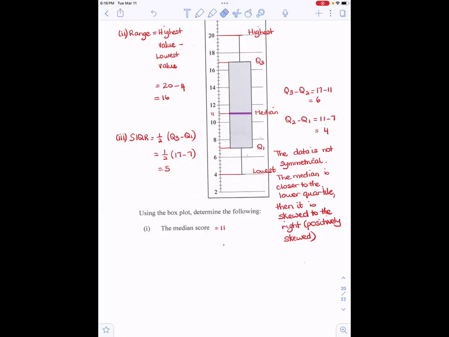So any one of those, you'll be able to get the mark. The data is not symmetrical, or we could say non-symmetrical. We could also say, just by looking at the graph, this here is smaller than this gap. So therefore, the median is closer to Q1, which is the lower quartile. And if it is closer to the lower quartile, then it is skewed to the right, or what we call positively skewed. So take that up.